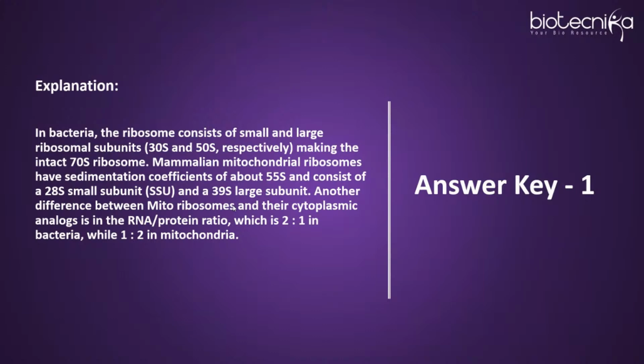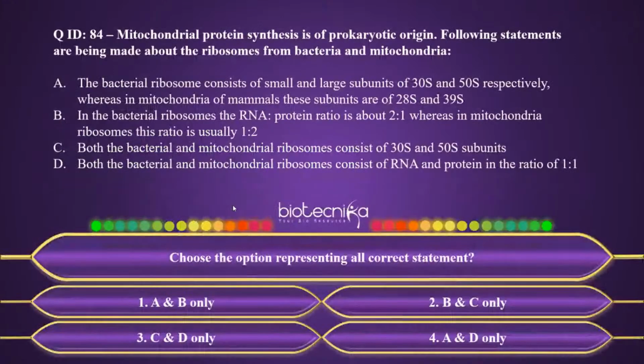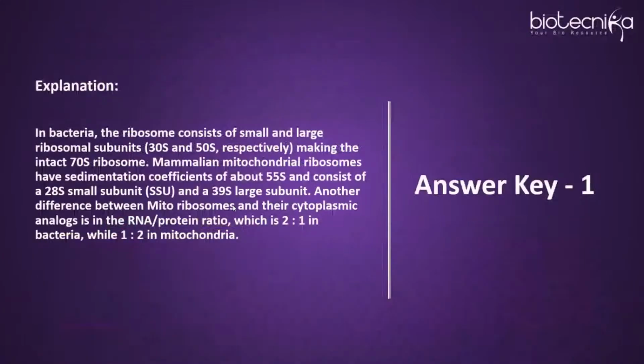Then it says that another difference between the mitochondrial ribosomes and their cytoplasmic analogs is in the RNA protein ratio. So the RNA protein ratio differs between mitochondria and bacteria. In bacteria, the RNA to protein ratio is basically 2:1, while for mitochondria it's 1:2, right? So this option would be correct. Options A and B are the correct ones here.